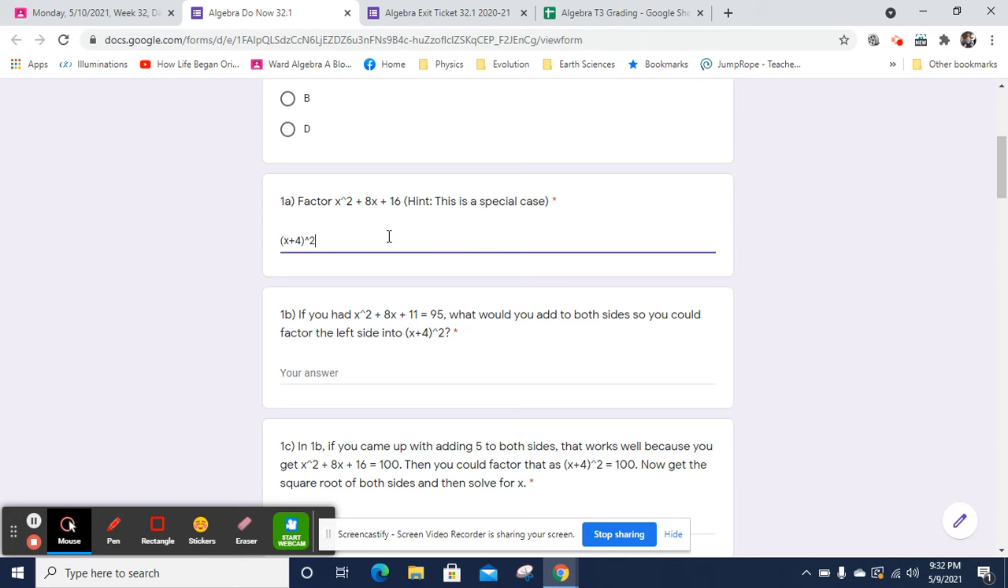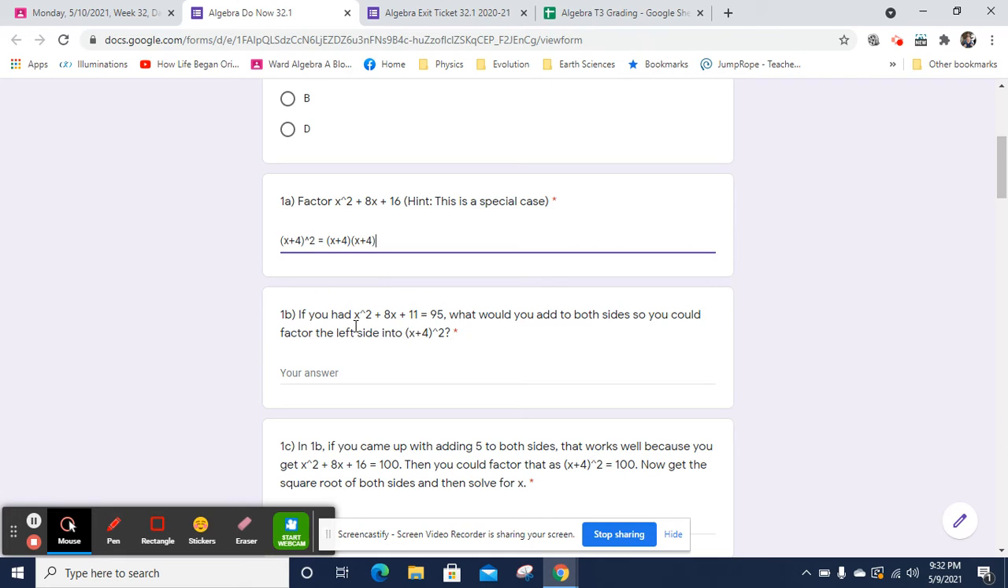If you haven't gotten to that, that's fine, because you could always figure out that two factors of 16 that add up to 8 are both 4. x plus 4 times x plus 4 is the same as x plus 4 squared. So you might have factored it as x plus 4 times x plus 4, and that would be good too.